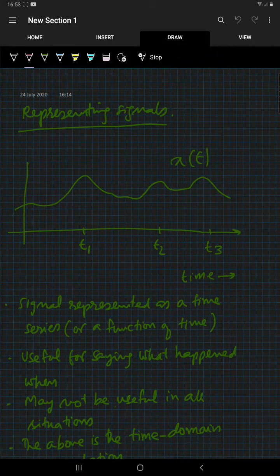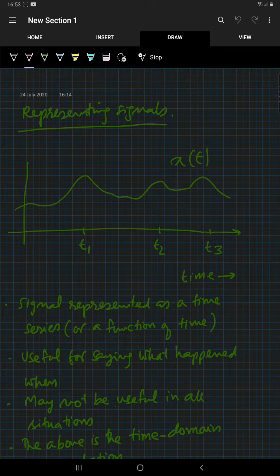Okay, hi. So here we will look at how to represent signals. What we have seen so far is the representation of a signal in the way shown here. A signal is either a function of time or a time series. For example, this is useful for us to understand what happened when.